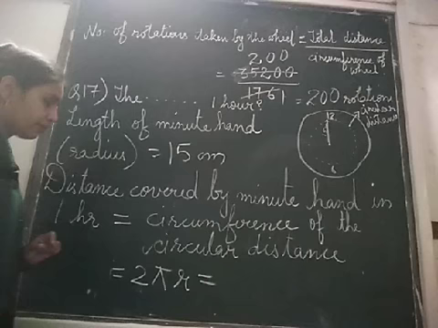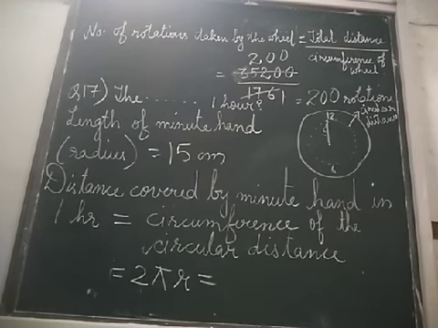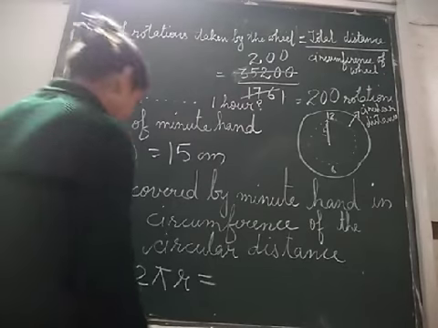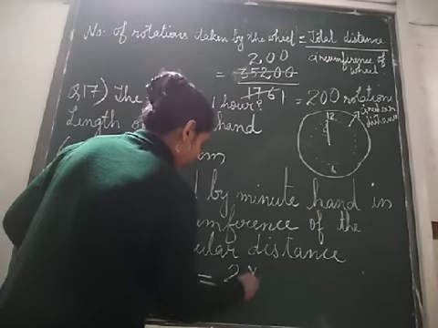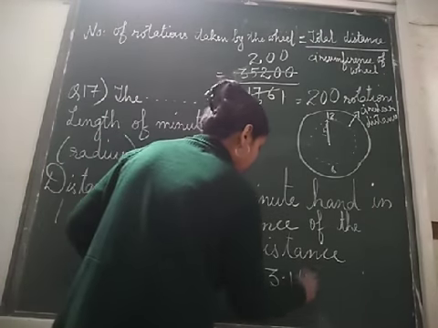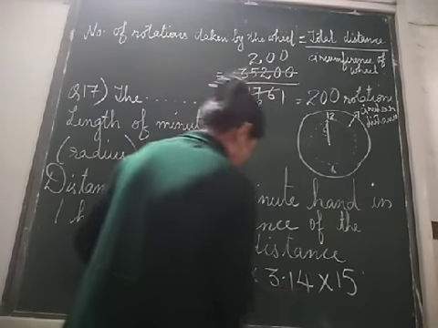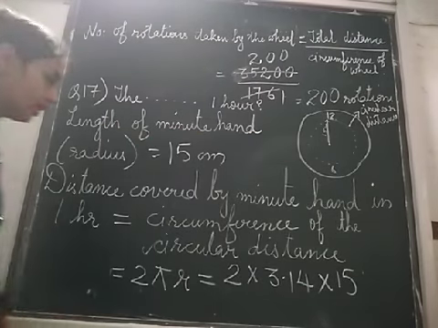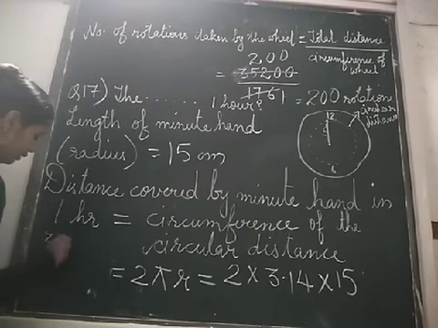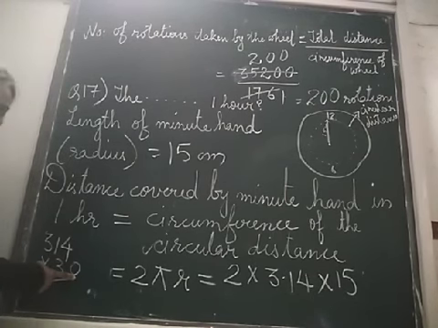That is 2 pi r. Is it written take pi as some value? Let me check. Yes, 3.14. Take the value of pi as 3.14. So 2 into 3.14 into the radius. What is the radius? 15. Now 15 times 2 gives us 30. So 3.14 will be multiplied by 30 when we multiply by 3 and add a 0.